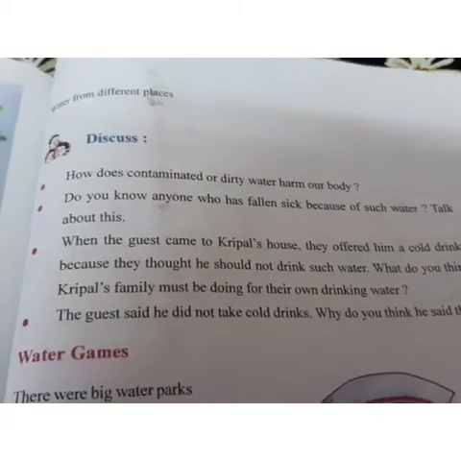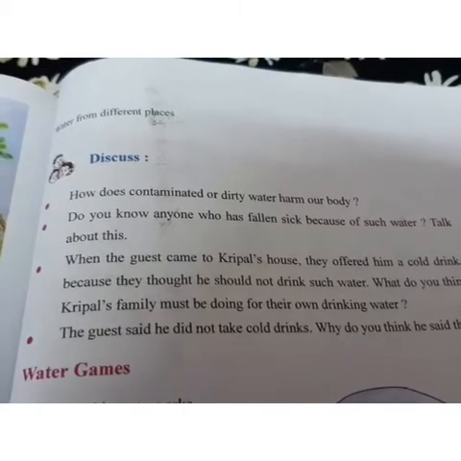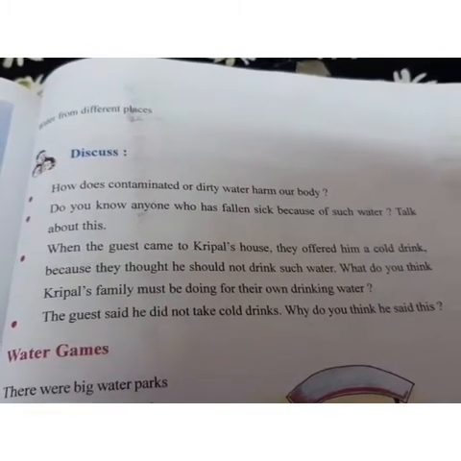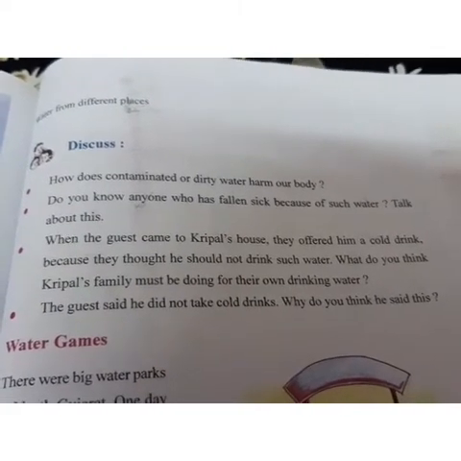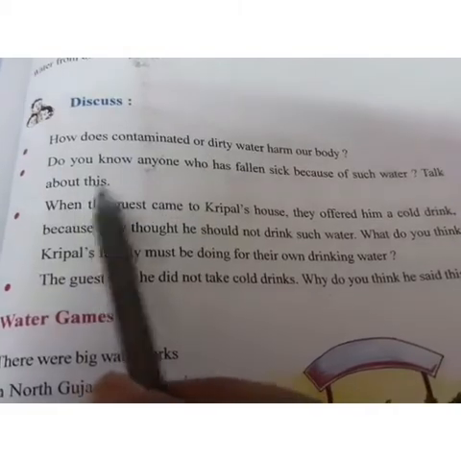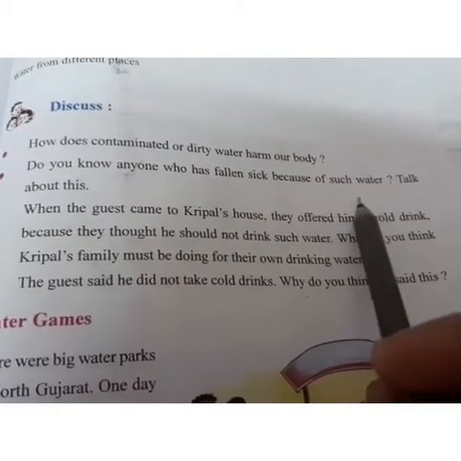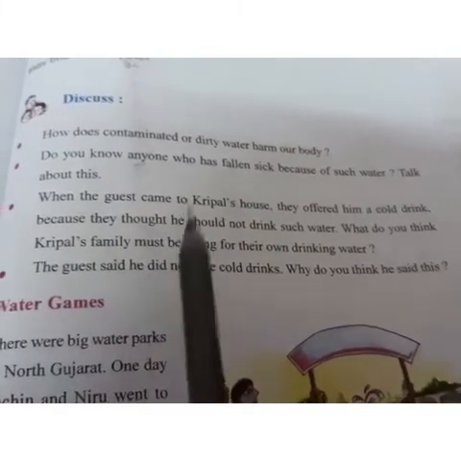As I explained that we can fall sick by using that water. The diseases like typhoid, cholera, jaundice, vomiting, diarrhea we can be having such illness. Mainly stomach illness can be caused. Do you know anyone who has fallen sick because of such water? Talk about this. If you have any such, you can discuss with your friends.